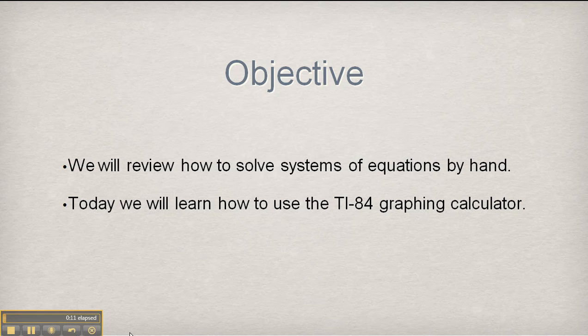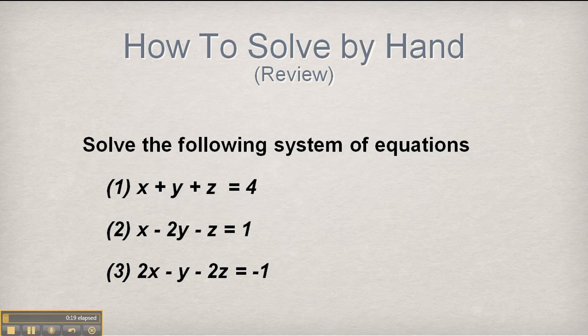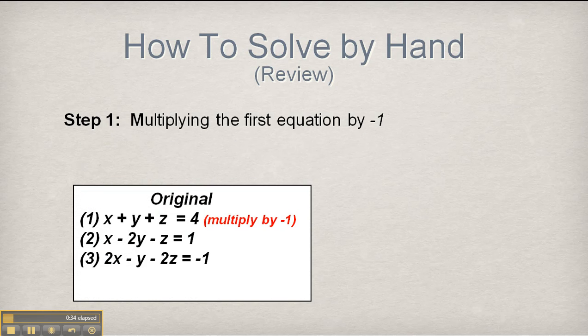Our objectives today: first we're going to review how to solve a system of equations by hand, and then we'll learn how to use the TI-84 graphing calculator. This will be the problem that we're working with today. We're going to work with 3 variables, which requires 3 equations, and I have them labeled equation 1, 2, and 3 to help us keep track of where we're going.